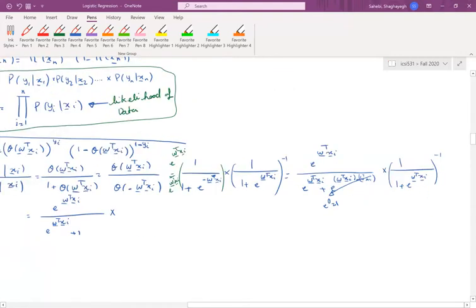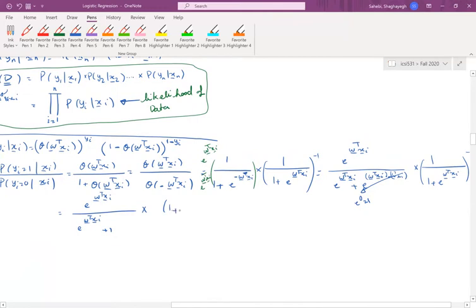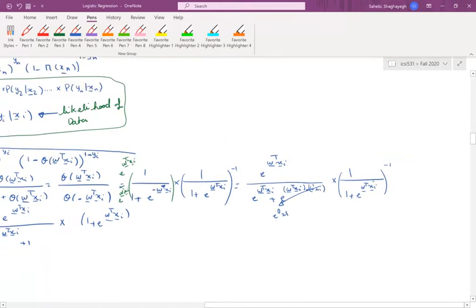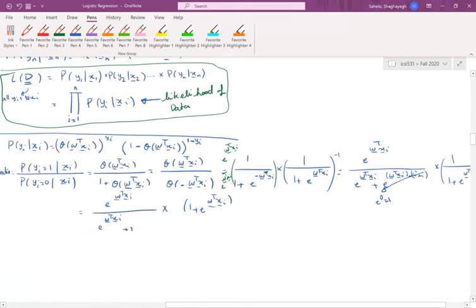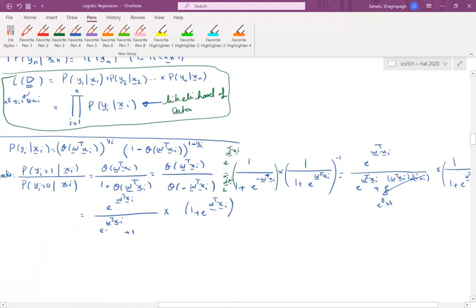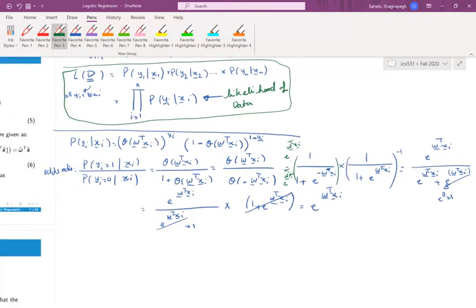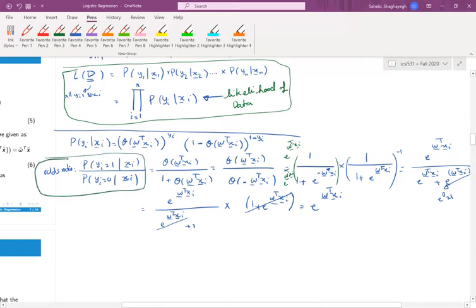Now this is basically equal to 1 plus e^(W transpose xi), right? Because if we make this minus 1 to the minus 1, you're going to swap the numerator and denominator. So these two will cancel out, and this will be equal to e to W transpose xi. So what have we done? We are looking at the probability of yi being equal to 1 over the probability of yi being equal to 0, and we concluded that it's equal to e to the W transpose xi.